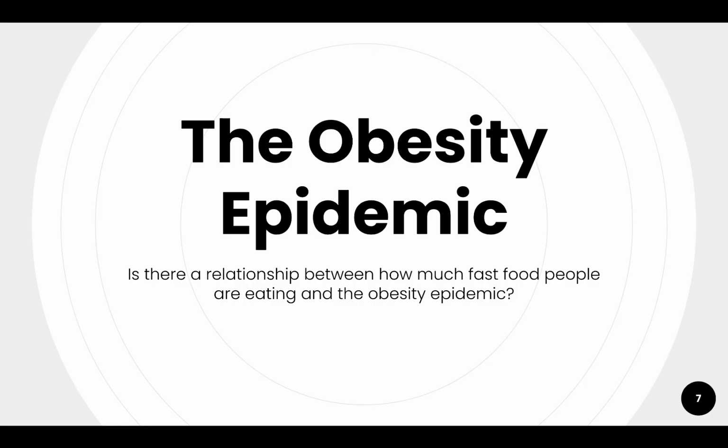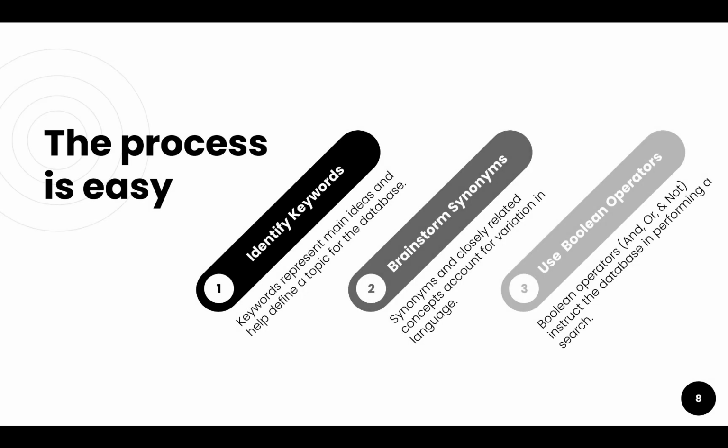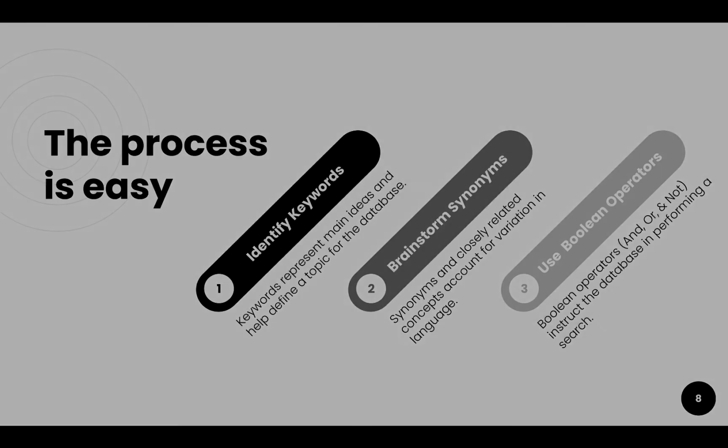After conducting background research and focusing my research topic, I have come up with the following research question. Is there a relationship between how much fast food people are eating and the obesity epidemic? Now that we have narrowed the focus of our research, you will need to come up with a strategy for searching in the databases. The process is easy and involves 3 steps: identifying keywords, brainstorming synonyms, and using Boolean operators.